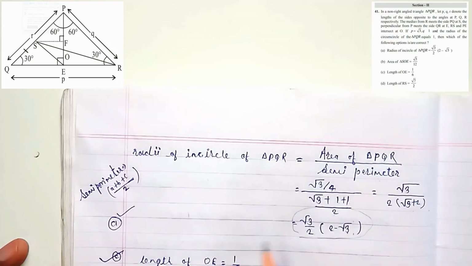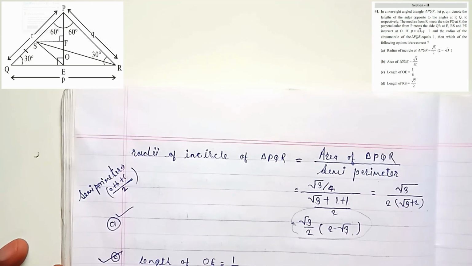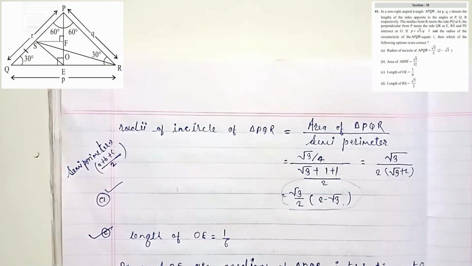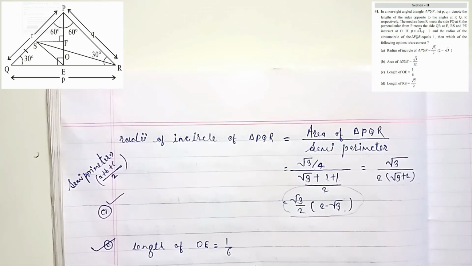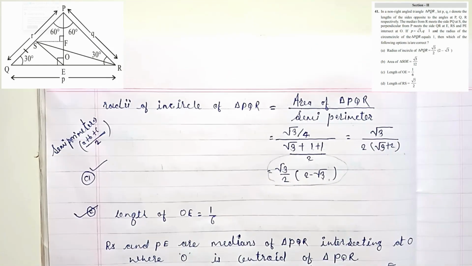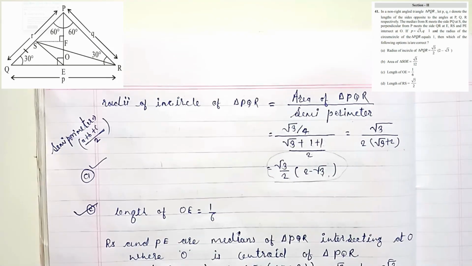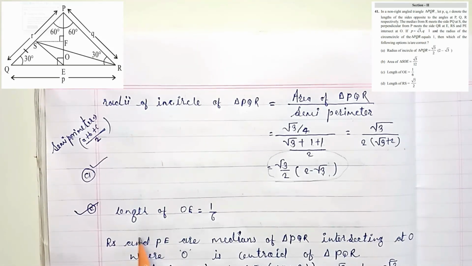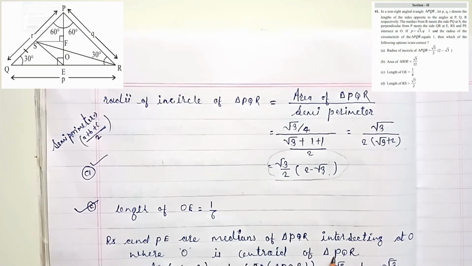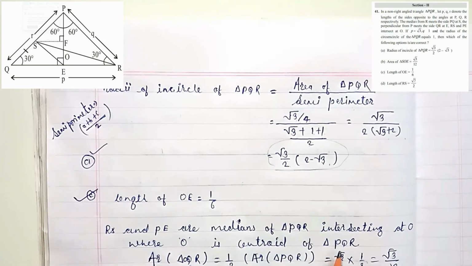It is easier. Now for the next option, we'll go for option C. Here in option C, we want the length of OE, and it says the length of OE is 1 by 6. Is it true or not? As we know, RS and PE, which you can see in our figure, are medians of triangle PQR intersecting at O, where O is the centroid of triangle PQR.